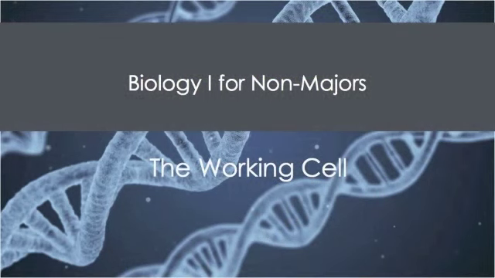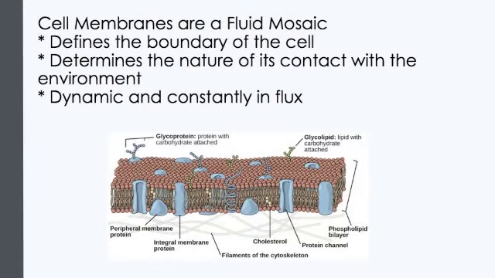Tonight's lecture is over Chapter 5, The Working Cell. As we were talking about in Chapter 4, all cells have a cell membrane, and cell membranes are what we call a fluid mosaic. The gist of it is that cell membranes define the boundaries of a cell.